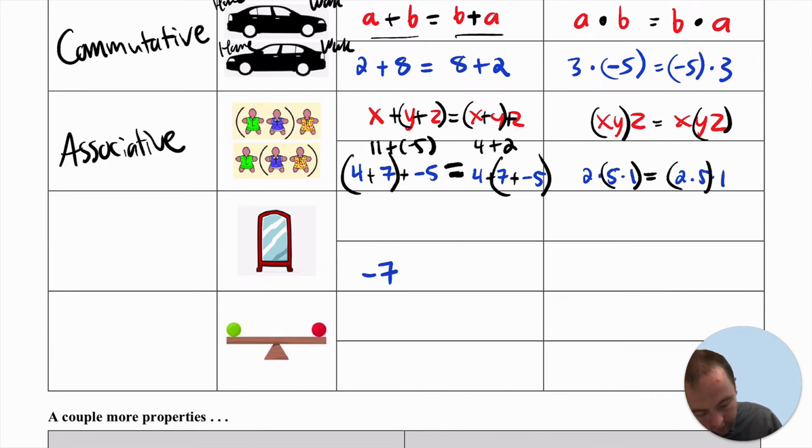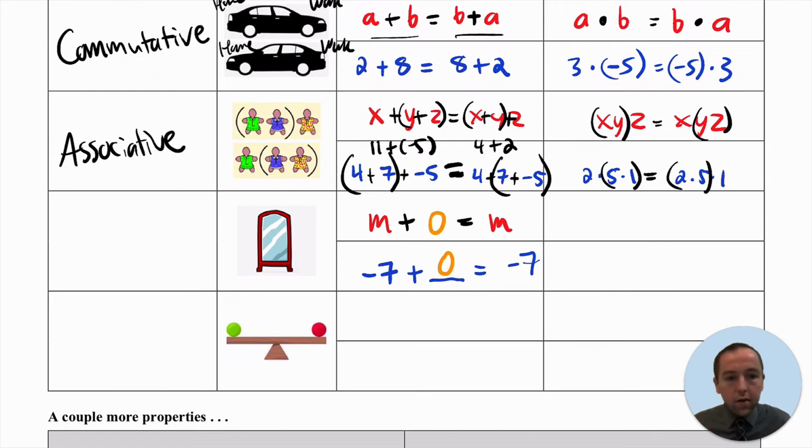Because this is an addition property, I'm going to add something, but what should I add in that blank right there so that when I look in the mirror, I still see myself, so I still see -7? And the answer to that, of course, is going to have to be the number 0, right? So it turns out that we can generalize this to say that if you pick a number m, and you add the number 0 to the number m, that's always going to make it equal to the same number m that you started with, right?